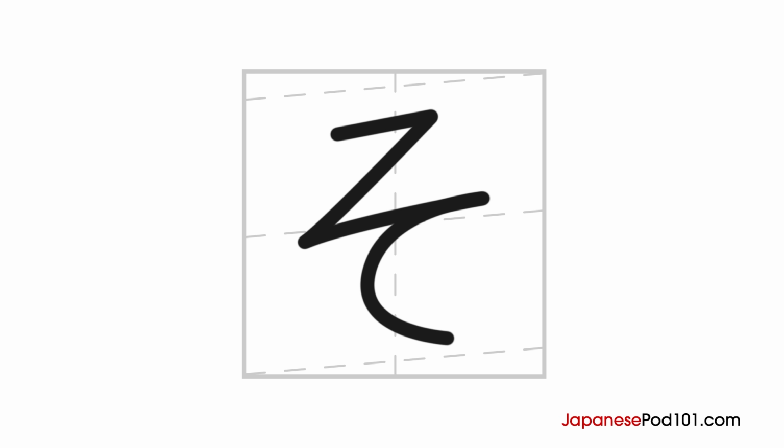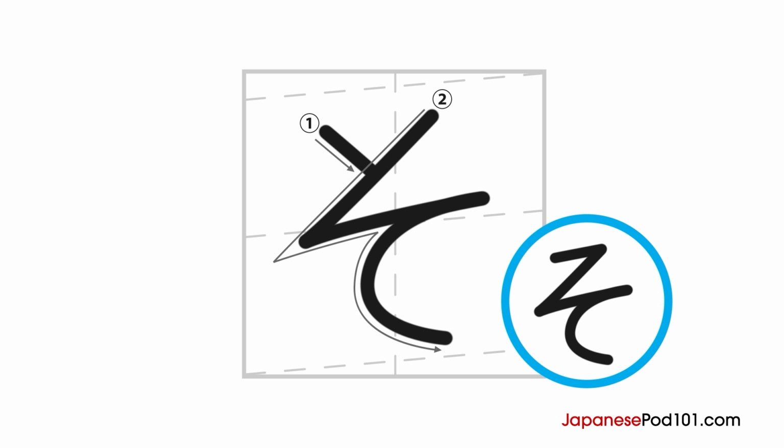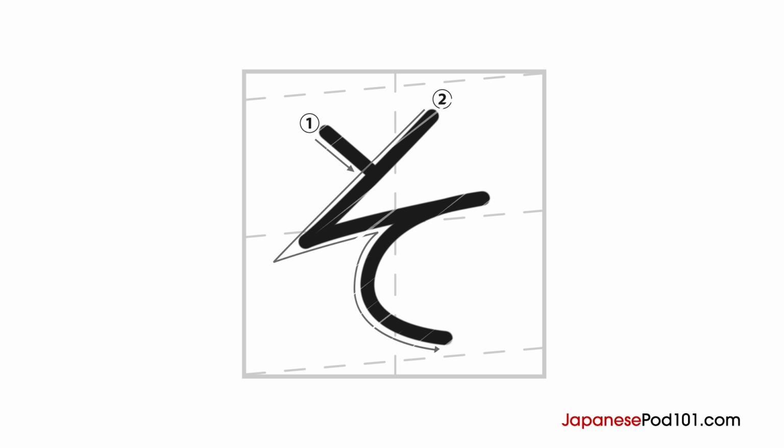Hiragana so actually has another way of writing, but this time with 2 strokes. This is used less often than the one before. The first stroke is a short slanted line. The second stroke is exactly the same as the more common way of writing it, but without this part. Okay, let's see it again.